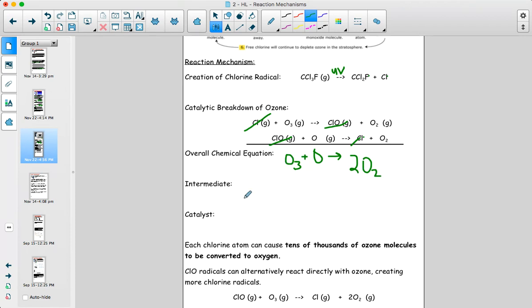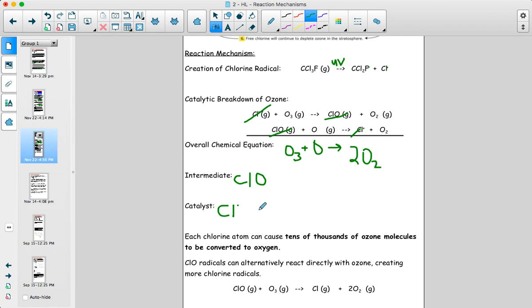If we're identifying what is an intermediate in this reaction, it's the ClO. It gets formed, but then it also gets used up in the next step. And the catalyst is the chlorine radical. Now, if you want to distinguish between an intermediate and a catalyst, well, an intermediate is something that gets formed. So it can't appear in the first step. It can't be a reactant in the first step. So it gets formed by some elementary step, and then it gets immediately used. Whereas a catalyst gets used as a reactant and then also gets reformed later as a product.